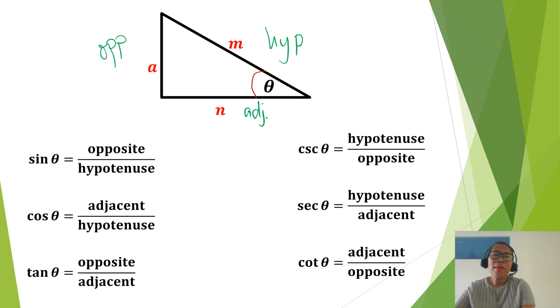Hypotenuse, M is the longest side, and this time we will be getting the basic trigonometric functions according to the sides A, M, N. So sine, opposite over hypotenuse. So where's the opposite to the theta? It's A. Hypotenuse is M. While cosine, adjacent over hypotenuse, it's N over M. While the tangent is opposite over adjacent, which is A over N.